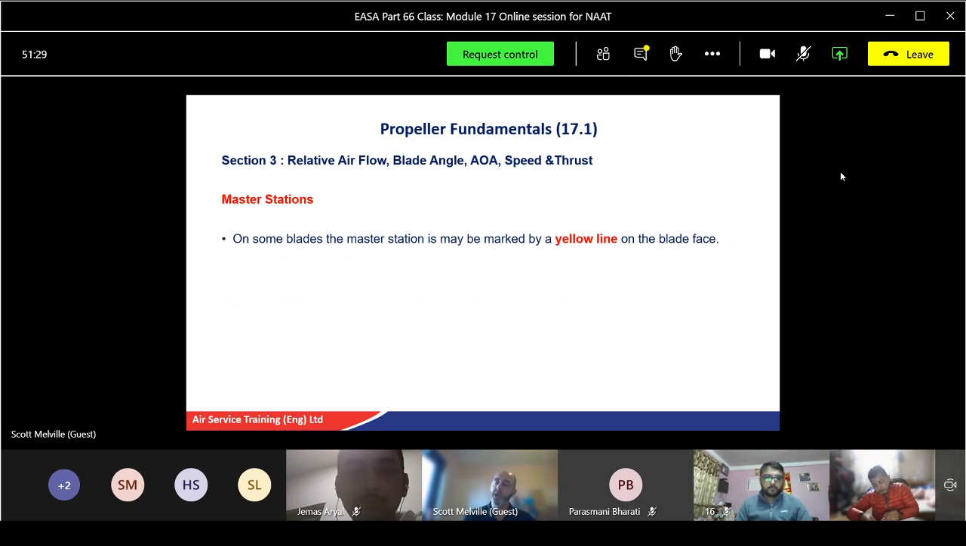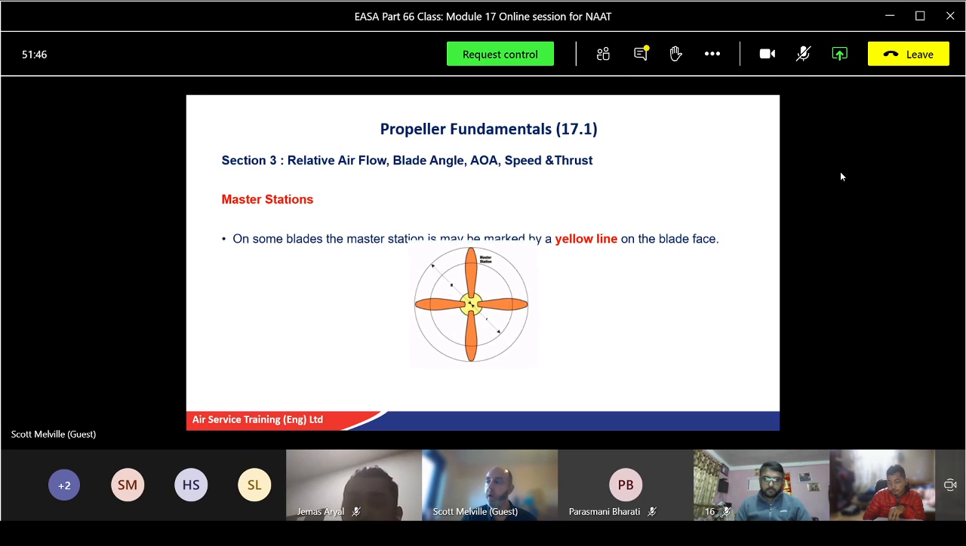However, you might find some blades have a little yellow line. I must confess, before I started doing these, I didn't know what the yellow line meant. I thought it was just for a visual indication that it's spinning around. You can see the yellow line, but that is actually your master station. You might have seen some of those already in some of the blades. So there's your standard blade, and then we just add on these little yellow lines onto the blade, and that is your master station. Okay, little yellow line.